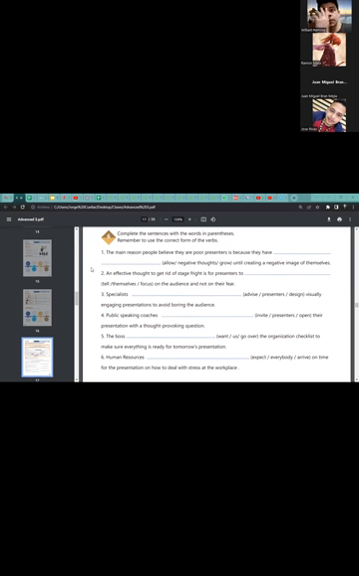The main reason people believe they are poor presenters is because they have allowed to grow negative thoughts until creating a negative image of themselves. I was confused about whether to use "to allow" in that one. Okay, let's check on that one. So everybody agrees on number one?